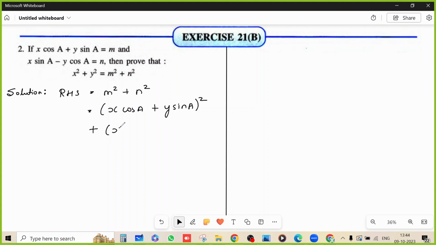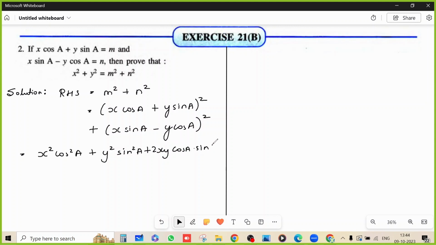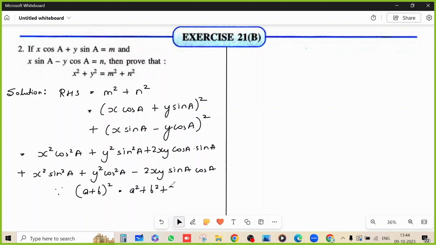And n is given as x sin A minus y cos A. So we will apply the formula of a plus b whole square and a minus b whole square. This will become x square cos square A plus y square sin square A plus 2xy cos A sin A. The second bracket will become x square sin square A plus y square cos square A minus 2xy sin A cos A. This is by applying the formula a plus b whole square is equal to a square plus b square plus 2ab, and a minus b whole square is equal to a square plus b square minus 2ab.